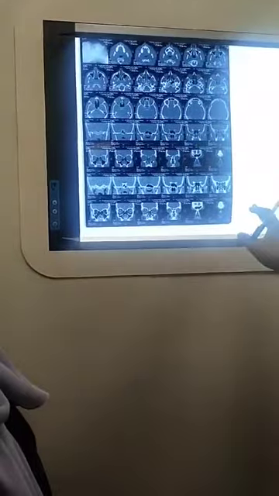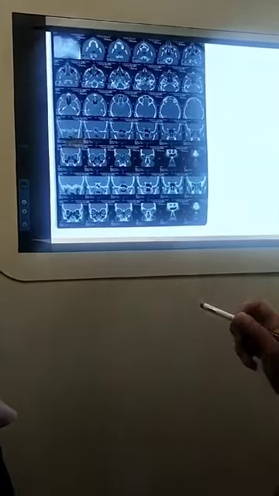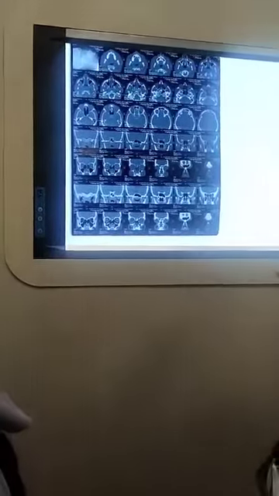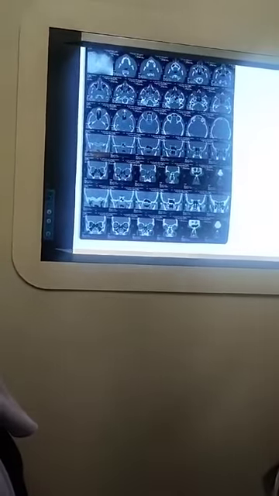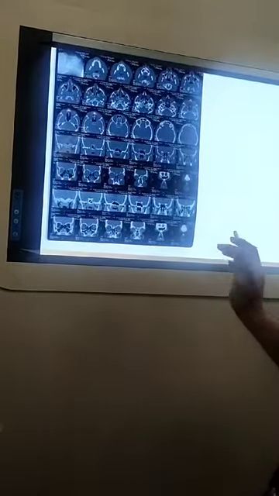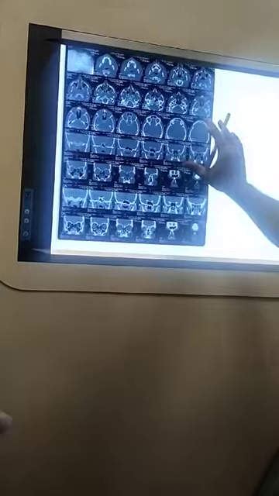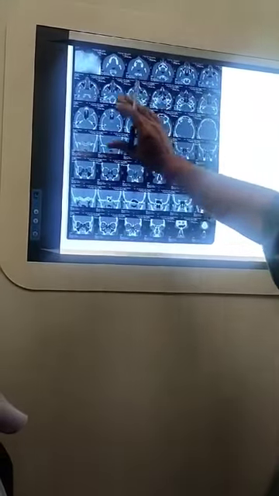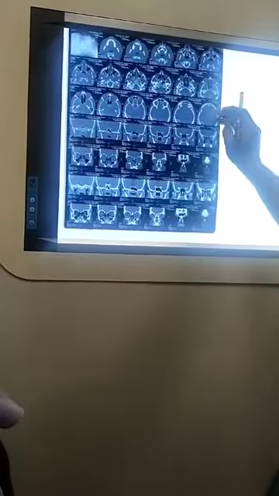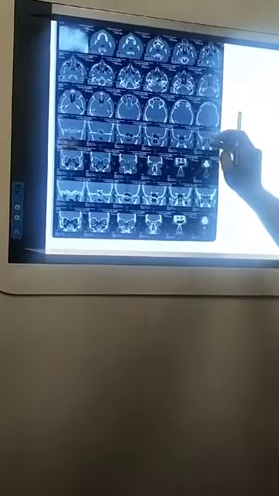CT scan of nose and paranasal sinuses. Usually we do the CT scan called CT scan nose and paranasal sinuses, axial and coronal view, right? As you see in this CT scan, we can see the first 4 lanes: 1, 2, 3, 4. Right?